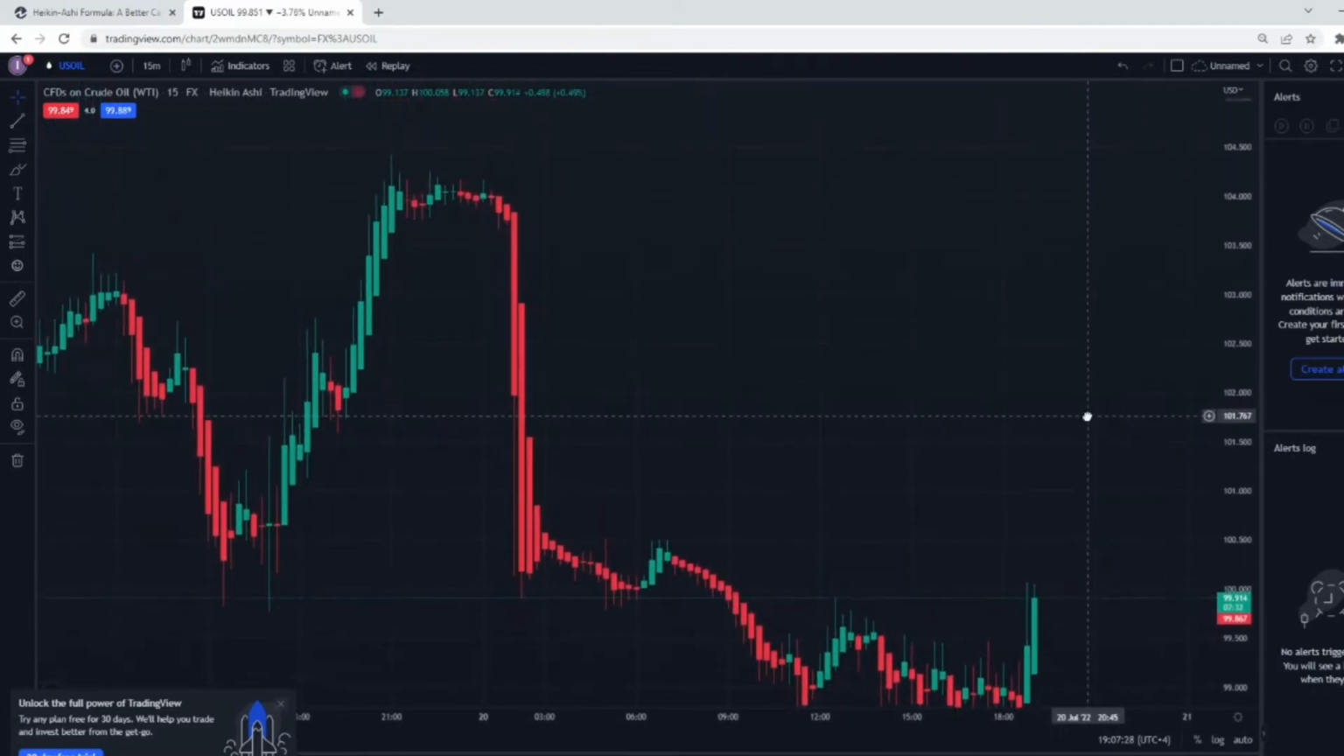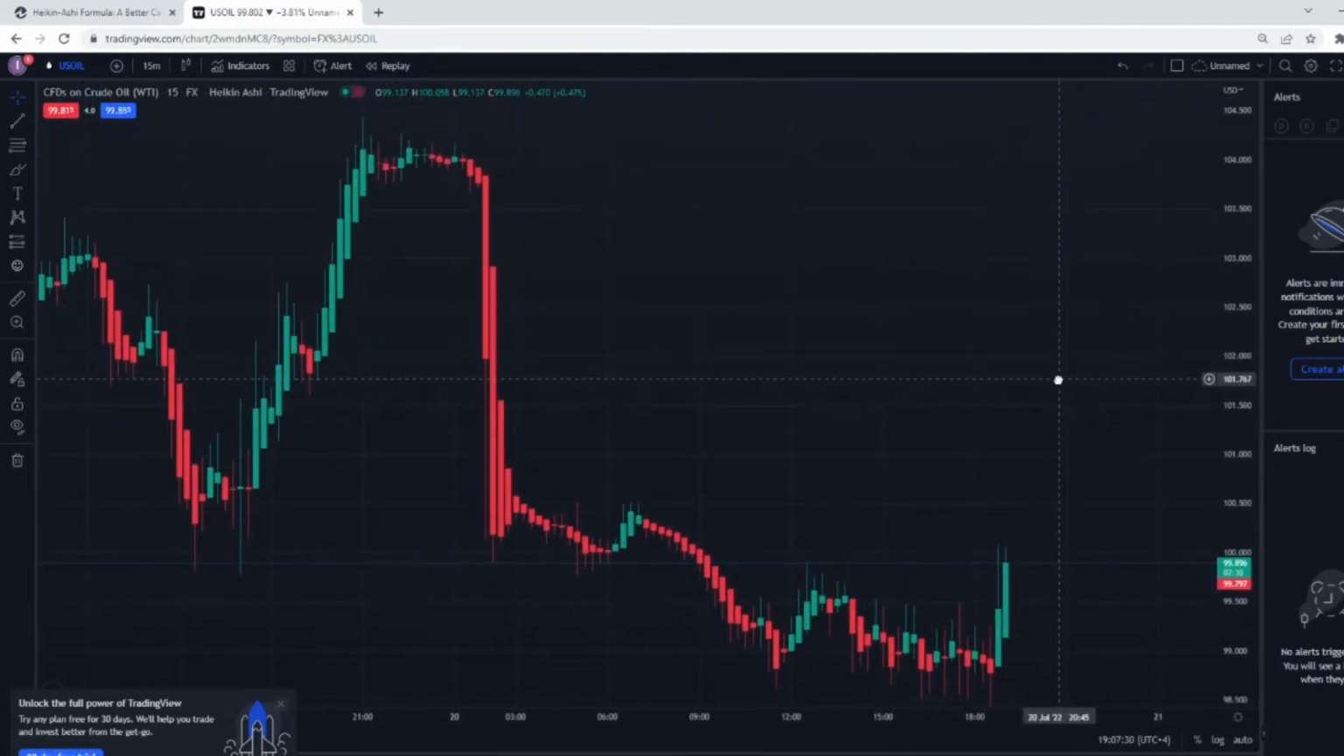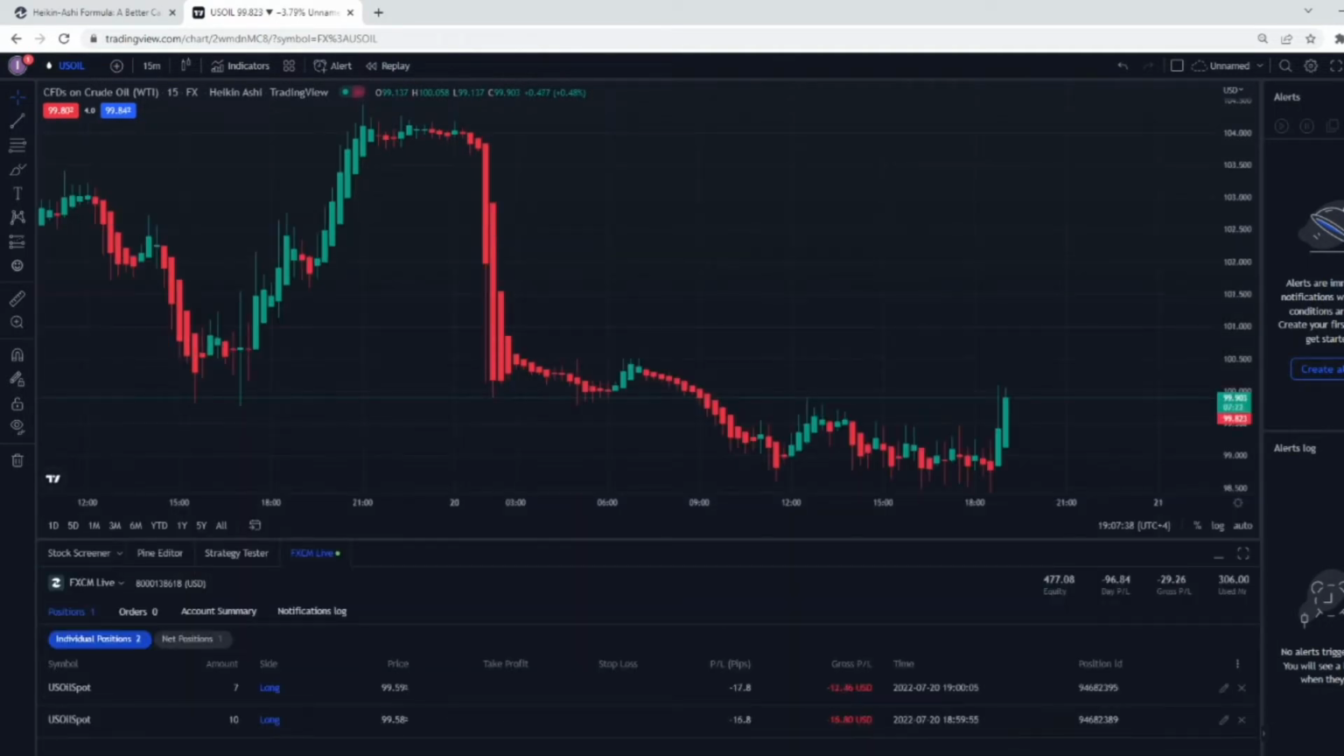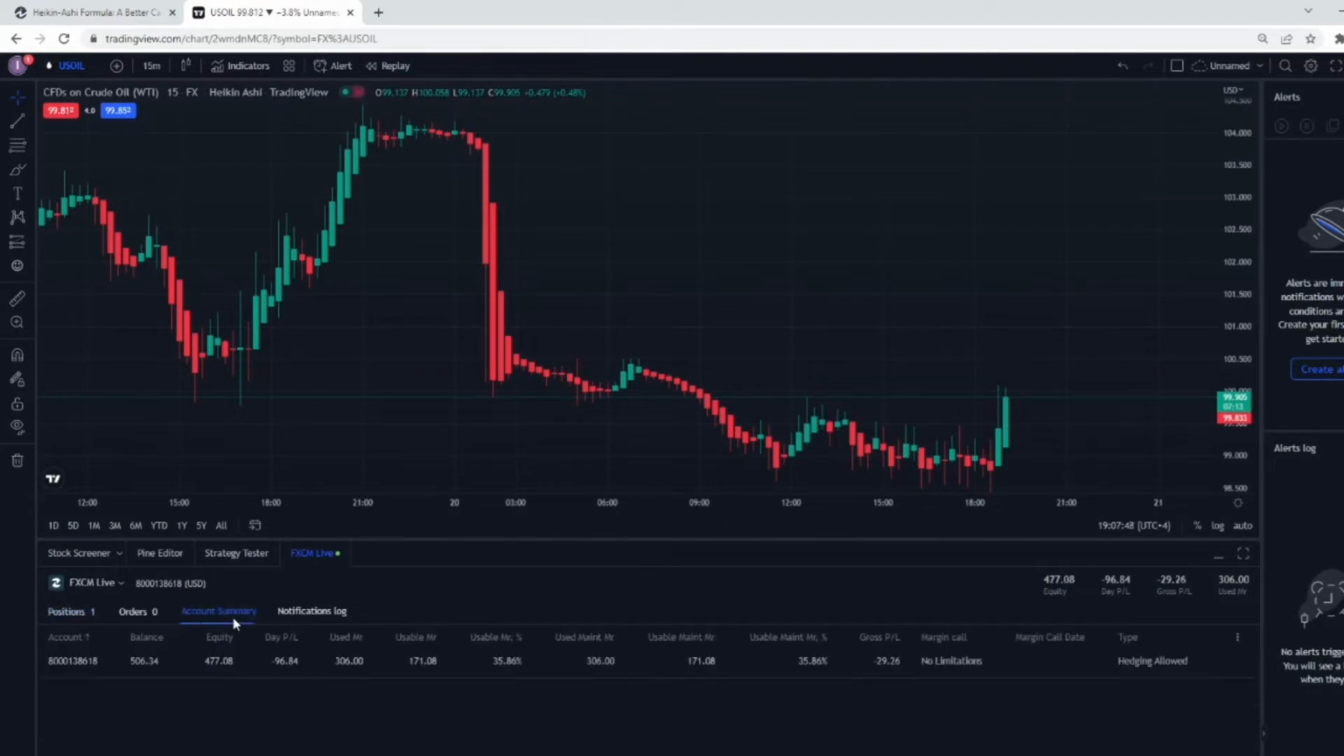So here's a quick way on how to identify the current trend using the Heikin Ashi chart. You can identify a strong bullish trend if the candle is colored green, it has a large body, and it has no lower shadows. And you can identify a strong bearish trend if the candle is colored red, it has a large body, and it has no upper shadows.